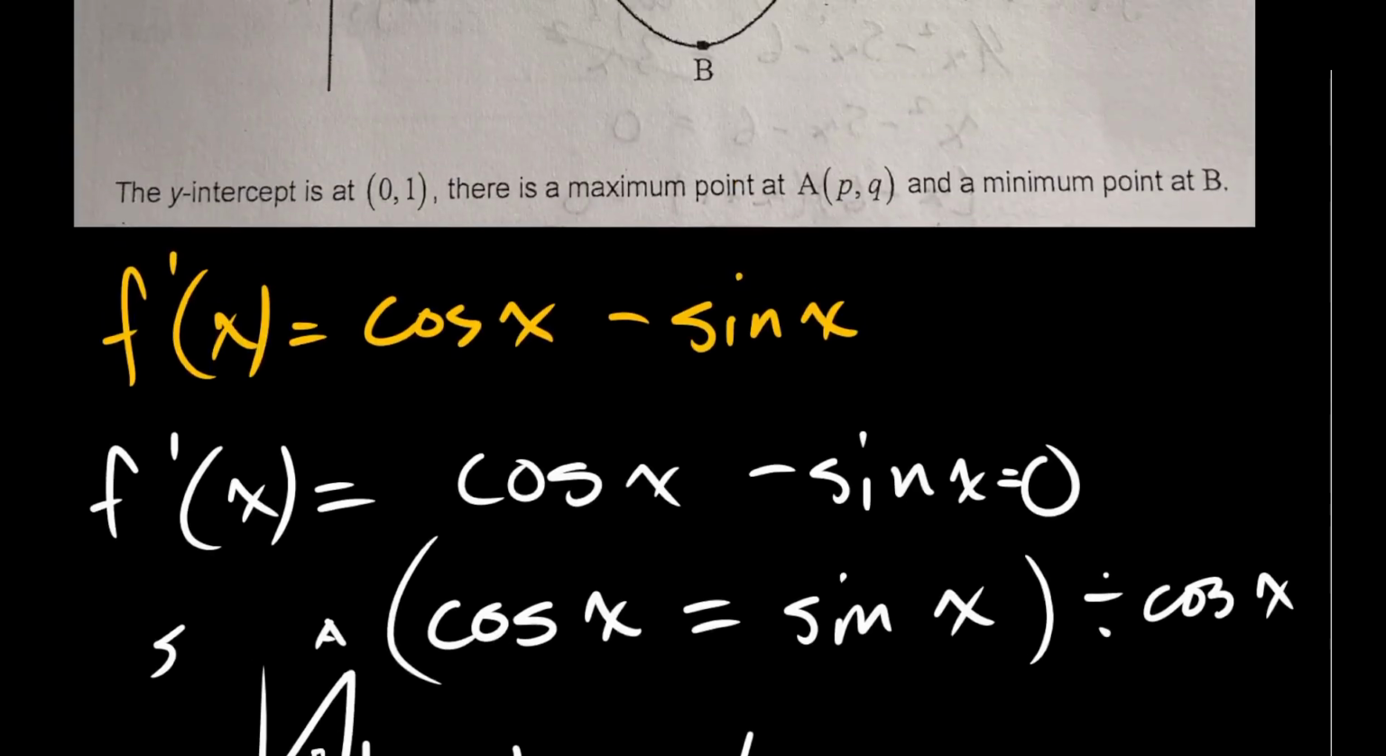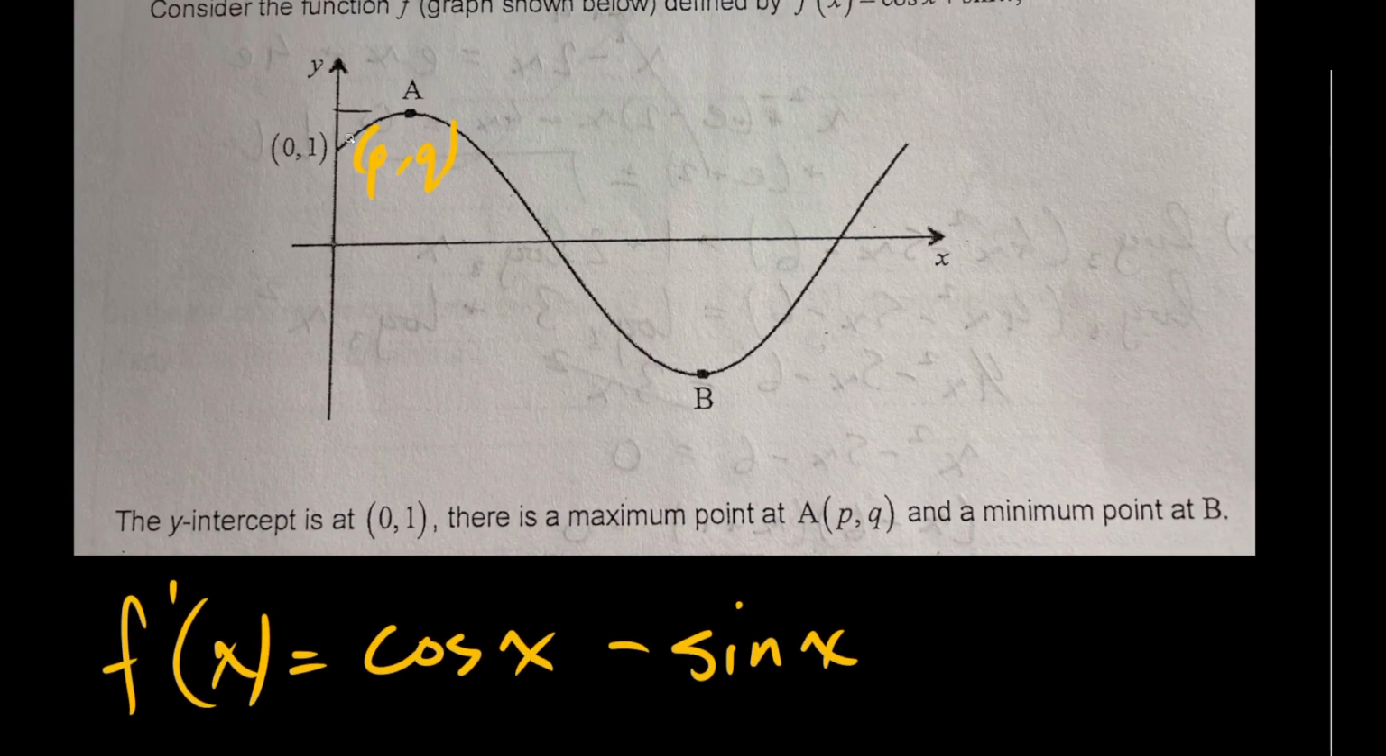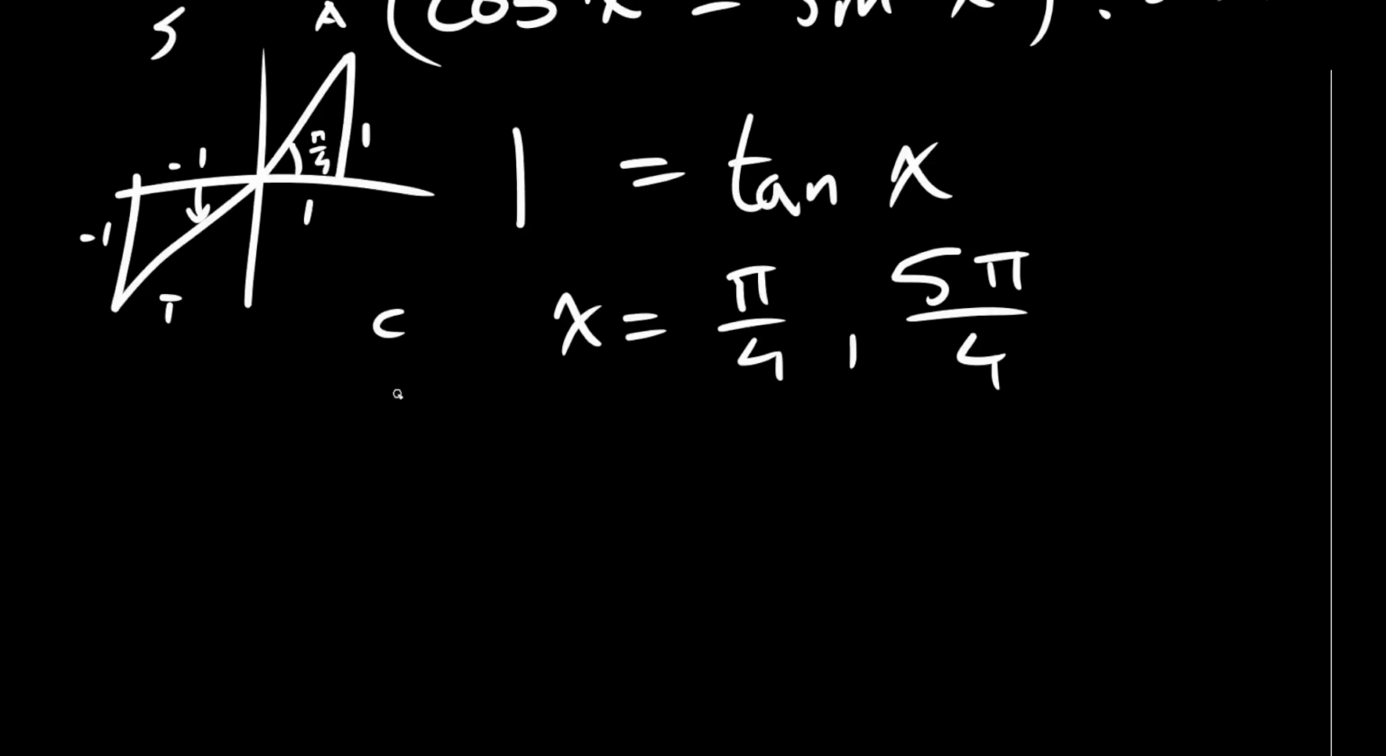Of course, you could figure out which is the maximum and minimum using the second derivative test, which I think the question asks you to do later. But straight away, we know that pi over 4 is less than 5 pi over 4, so this one must be pi over 4. So p is pi over 4. If that's true, then we just need to find f of pi over 4 to find q, which should turn out to be root 2.